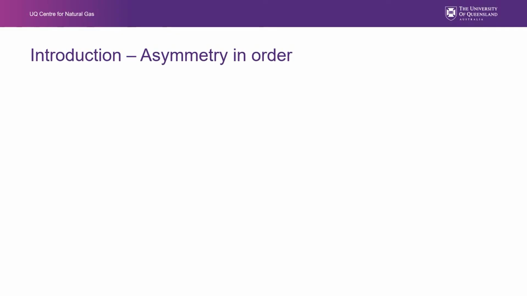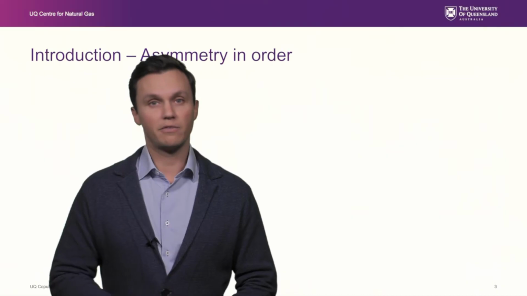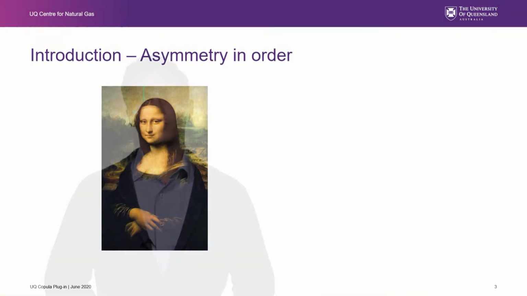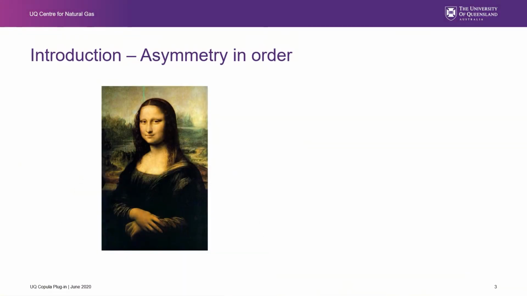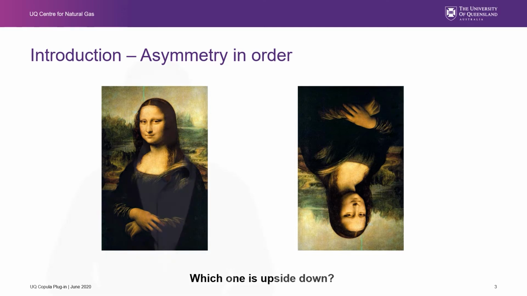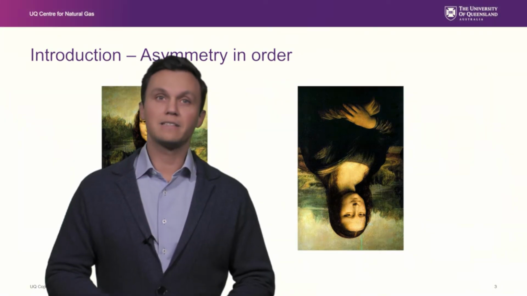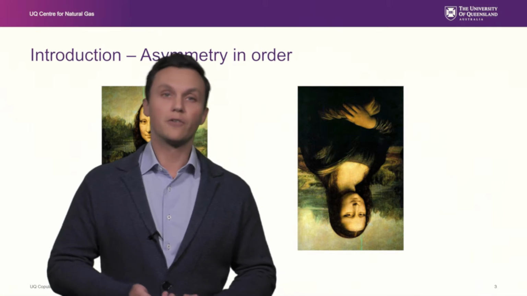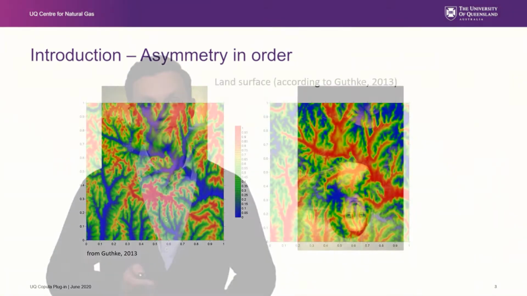So what is asymmetry in a spatial sense? Let me start with a very small example. So here we have a picture of the Mona Lisa, and here we have another picture of the Mona Lisa. And now I'll just ask you, which of those pictures is upside down? Well, in this case, it's pretty obvious, but let's go into a more realistic scenario.